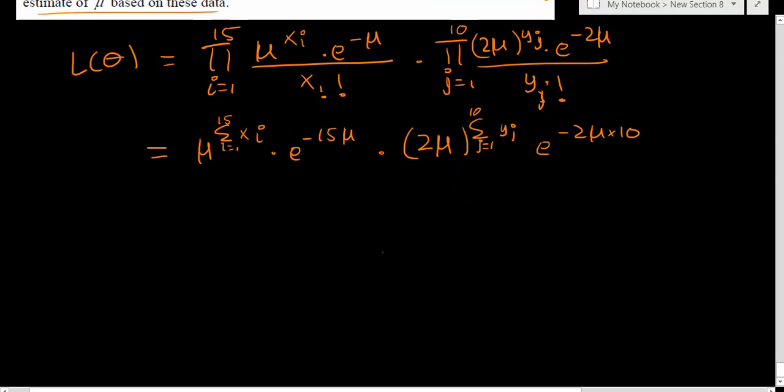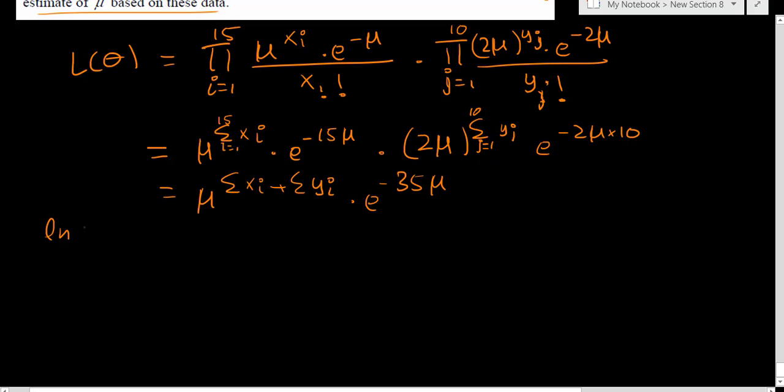Now let's just do one thing. Let's take a log of this. Let's just combine them first. So we have got this 2 is a constant, so I've got mu to the power of sigma xi going from 1 to 15, and sigma yj. Okay, I've got these two things, and I've got e to the power of minus, this is a 20 and this is a 15, so e to the power of minus 35 mu. Okay, so this is what I have.